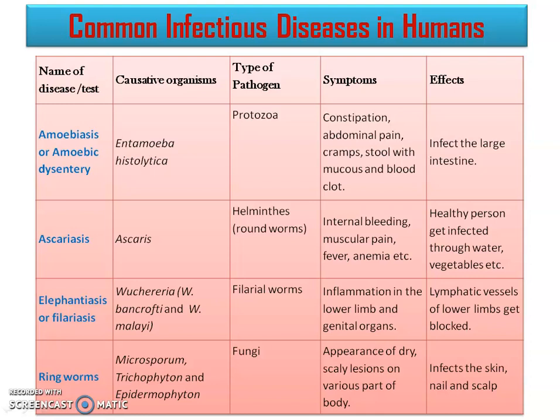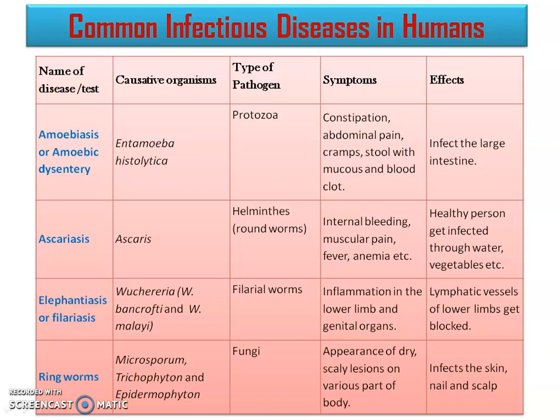The next is a disease termed filariasis or elephantiasis, which is caused by a class of filarial worms under the genus Wuchereria, which includes Wuchereria bancrofti and Wuchereria malayi. The symptoms include inflammation in the lower limbs, that is our legs, and the genital organs. Elephantiasis affects the lymphatic vessels of the lower limbs, and they get blocked, as a result of which swelling occurs, and inflammation or infection also occurs in the lower limbs and genital organs.